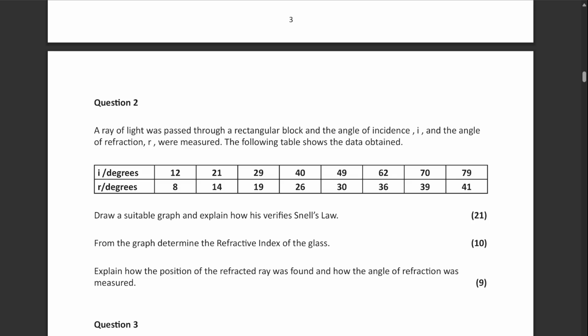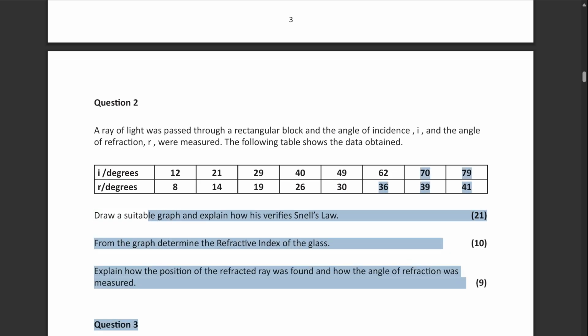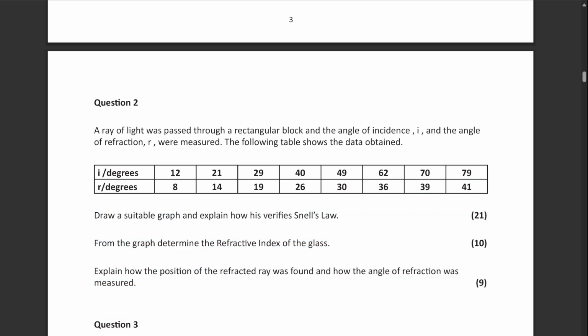Okay, this is Snell's law. It's fine. I mean, not really a predicted one, given that we had a lenses question in last year's papers, so they're unlikely to do refraction twice. But okay, draw a suitable graph. Again, usually one of the last things they ask you is to draw a graph. And 21 marks is a lot. That's so many marks. From the graph, determine the refractive index. Yep, but again, 10 marks for that.